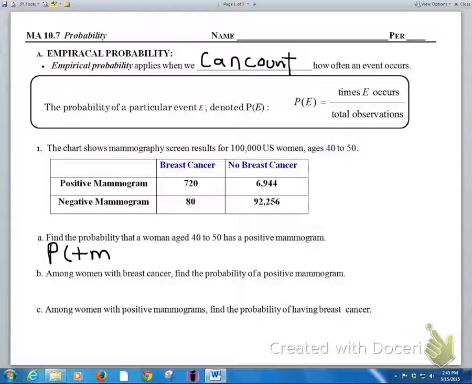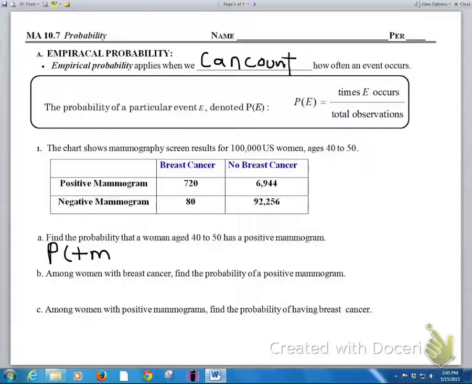So the chart shows mammogram screen results of 10,000 U.S. women ages 40 to 50. So a positive mammogram, somebody that does have breast cancer, is 720. Not breast cancer is 6,944. A negative mammogram for somebody that does have cancer is 80. So that would be a false negative. And then no breast cancer was 92,256.